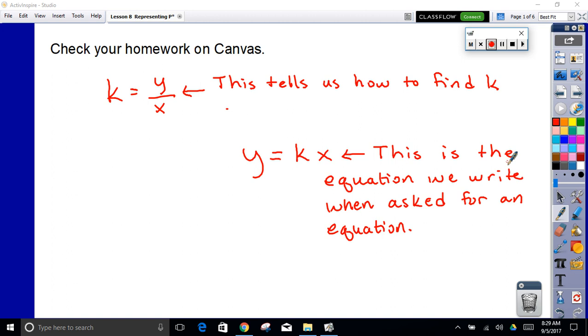So just for those people who are absent today who may be watching, this top equation just tells us how we find k. The bottom equation is the equation that we write. It's like what we did in Get More Math when we said that y equals something times x. K is that something. It's the unit rate. So if you're doing this at home, you might want to pause the video and take time to write this down. Okay, a couple of you are still writing. I'll give you a second.